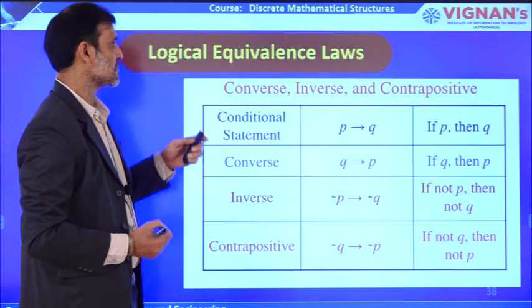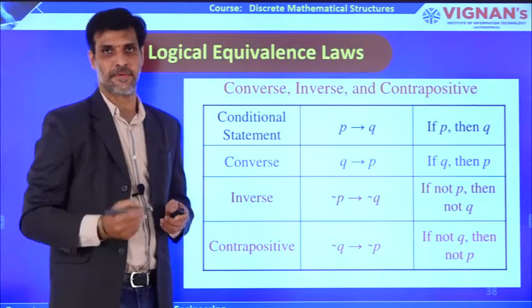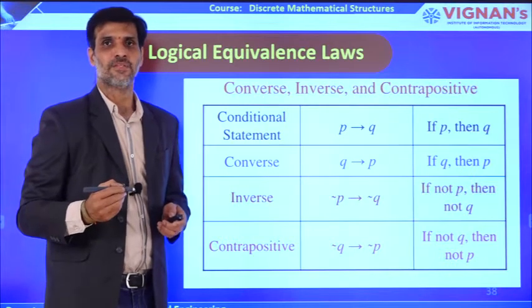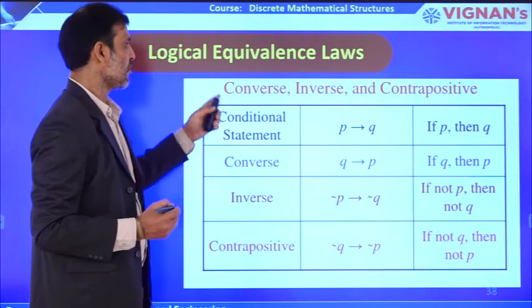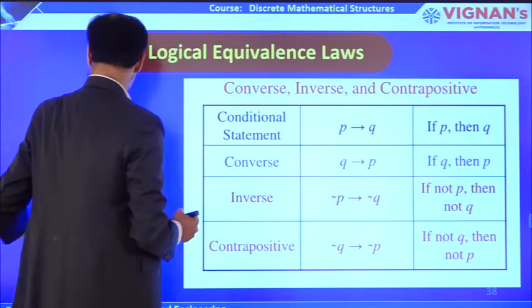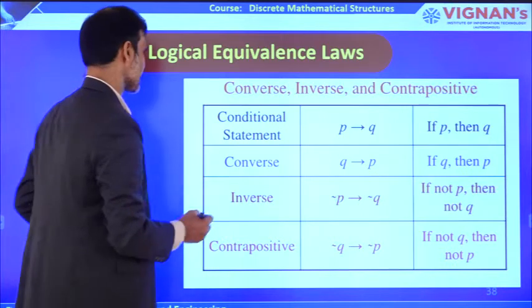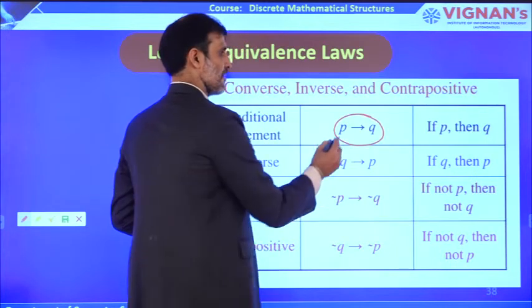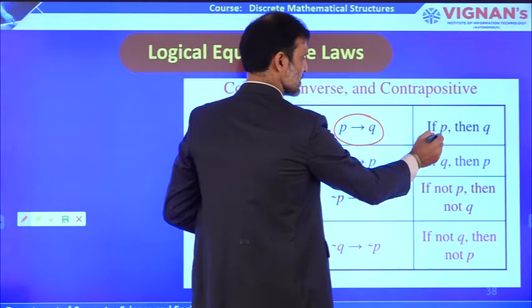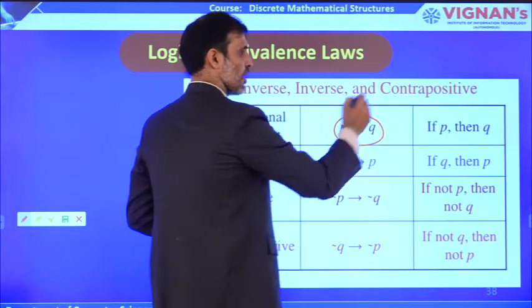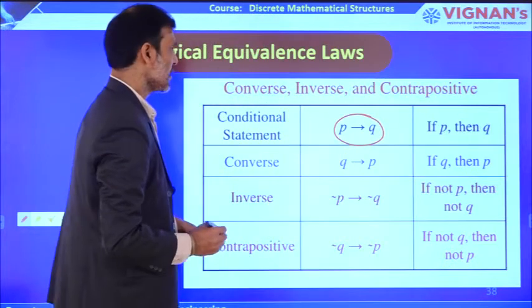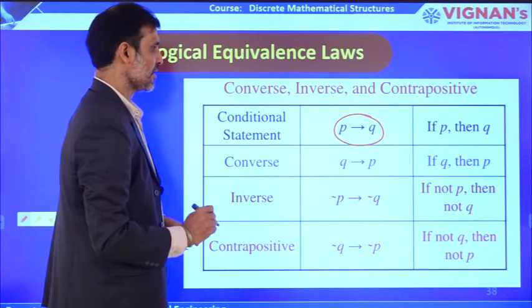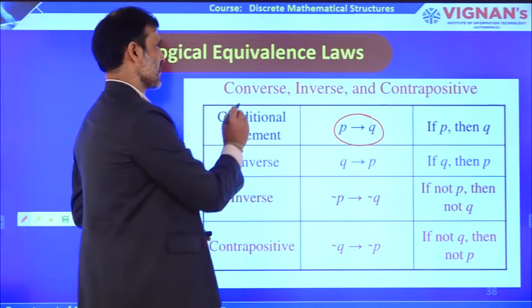These are the laws based on what? Implication. Whenever a conditional is given. So whenever a conditional statement is given like this, P implies Q, what is the meaning of P implies Q? Already we discussed: if P, then Q. So based on this conditional statement, we can generate three important laws.